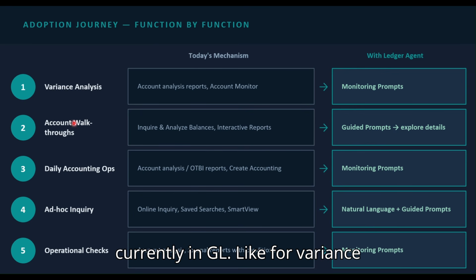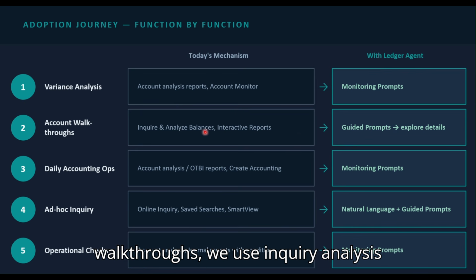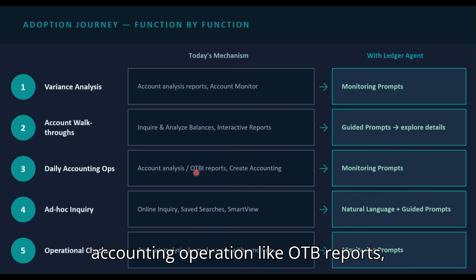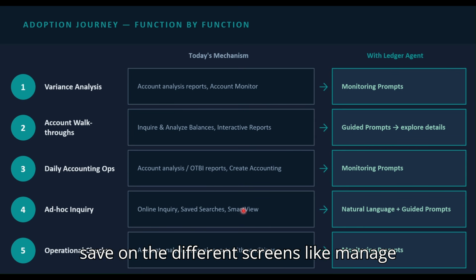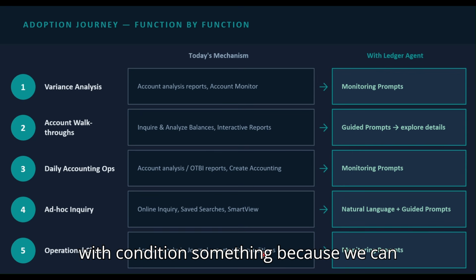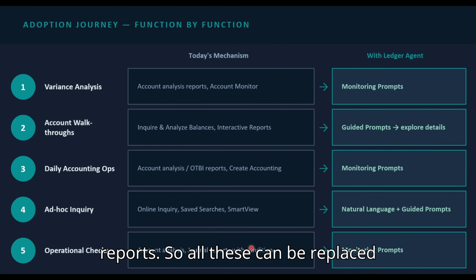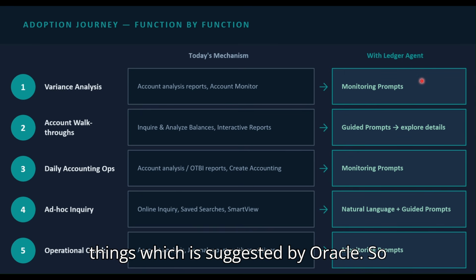Currently in GL, for variance analysis we use the account analysis report or account monitor report. For account walkthroughs we use inquiry analysis and balance interactive reporting. For daily accounting operations we use OTBI reports, statutory accounting, ad hoc inquiries, online inquiries, and saved searches like we save on different screens such as manage journals, manage invoices, Smart View, and operational checks like general ledger reports with conditions, because we can add conditions while running BIP reports. So all these can be replaced with the ledger agent, with specific things suggested by Oracle.